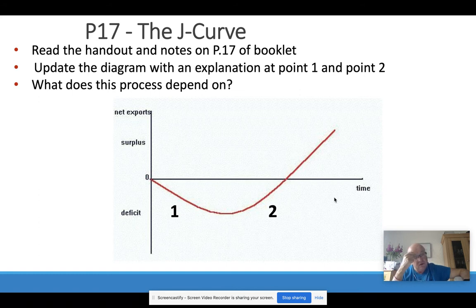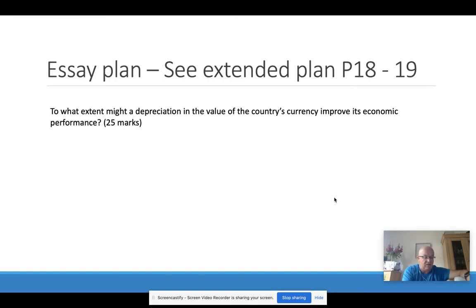Okay, so what I'd like you to think about now, obviously we've spent quite a bit of time looking at exchange rates and how they can affect the value of different things, and then we've talked more specifically now about how it can affect the balance of payments. What I'd like you to consider now is there's an extended essay plan, which is headed up essay plan, and the essay plan is based on the question: to what extent might a depreciation in the value of a country's currency improve its economic performance? And that's a 25-mark question. Now you'll see that over 2 pages there is quite a detailed essay plan for you to work through step by step.